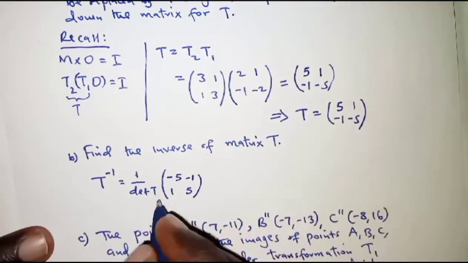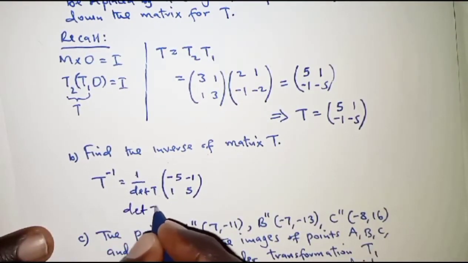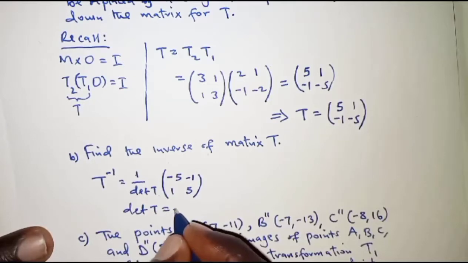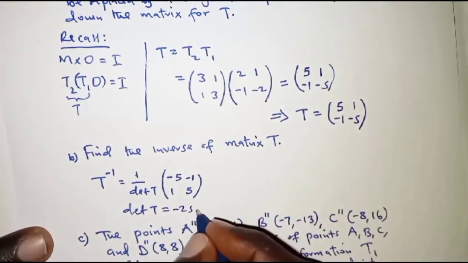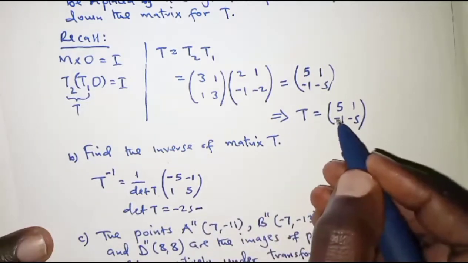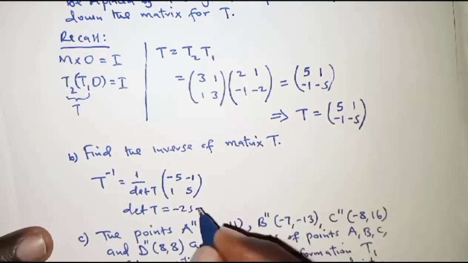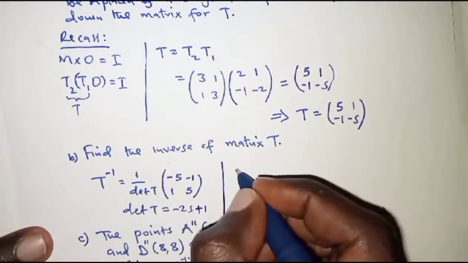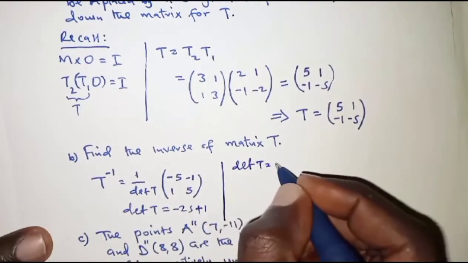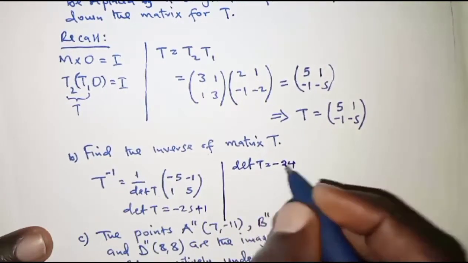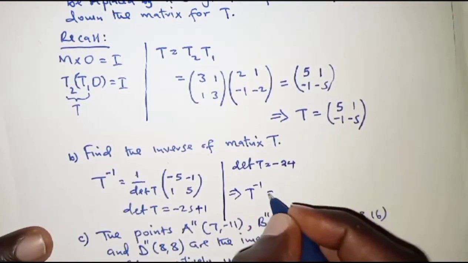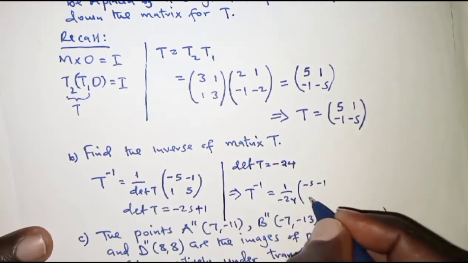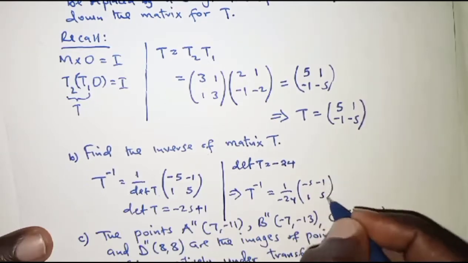So what we do not know is the determinant of T still. So the determinant of T is the product of the leading diagonal, which is negative 25. So that is 5 times negative 5. And then we are going to subtract negative 1 by 1, that is negative 1. So minus negative 1 is plus 1. So the determinant of T is negative 24. So that implies that the inverse of T is 1 over negative 24 into negative 5, negative 1, 1, 5.